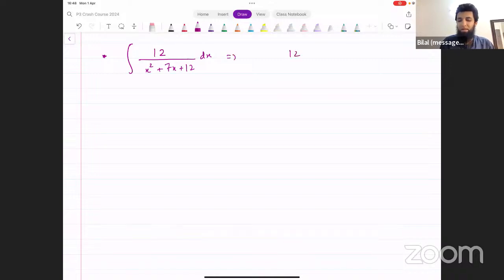So it becomes the integral of 12 over x squared plus 4x plus 3x plus 12. Okay, so you break the middle term.